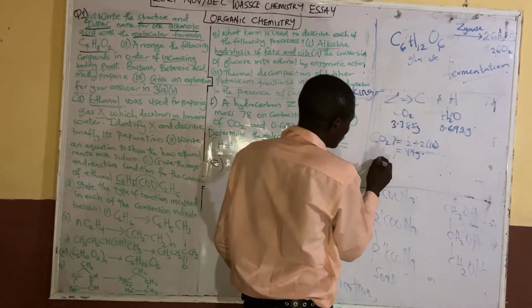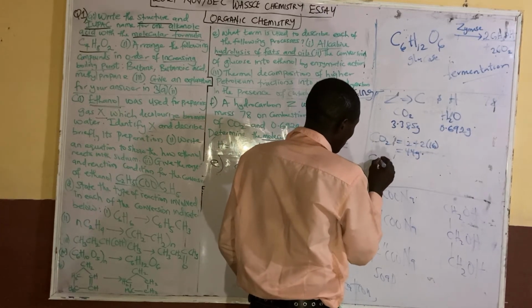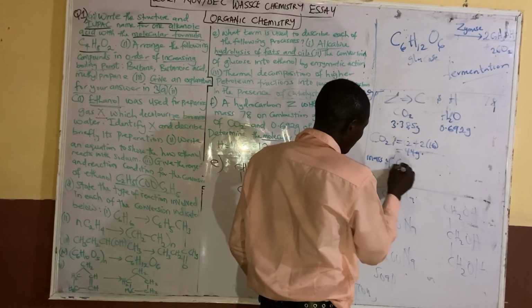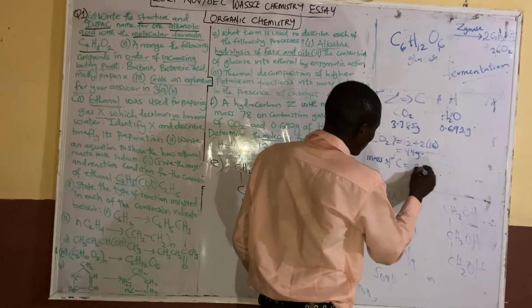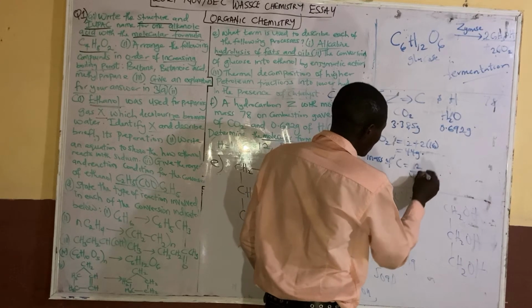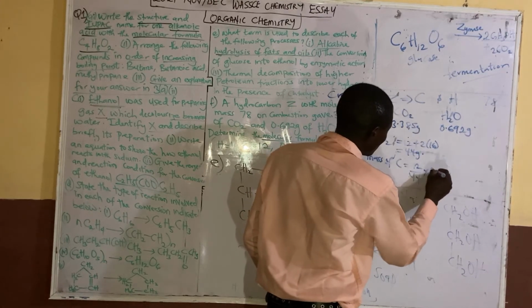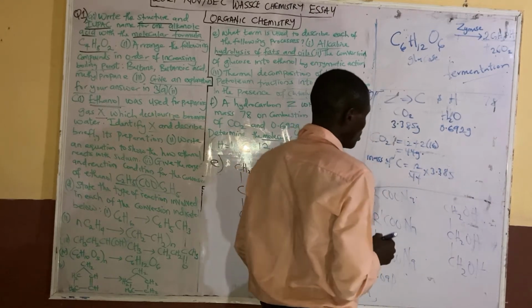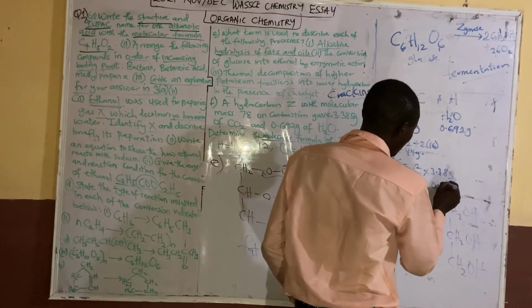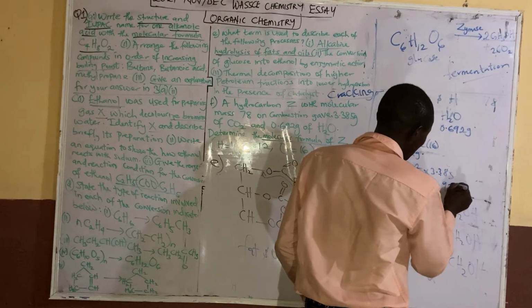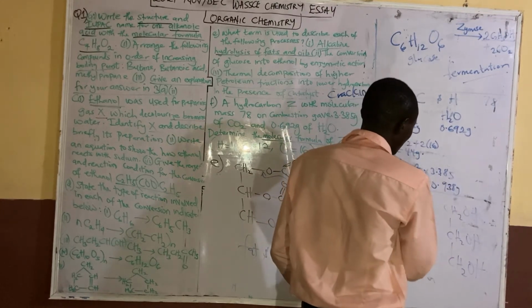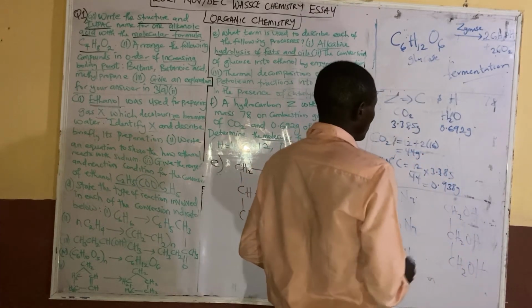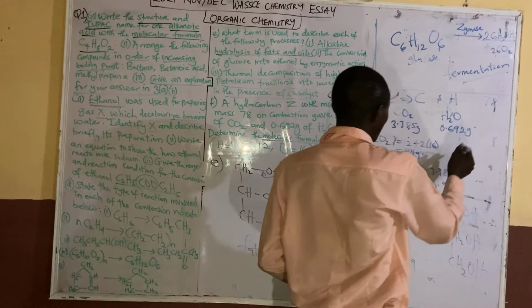Now the mass of carbon will be 12 over 44 times 3.85 grams. So my value is 0.938 gram.